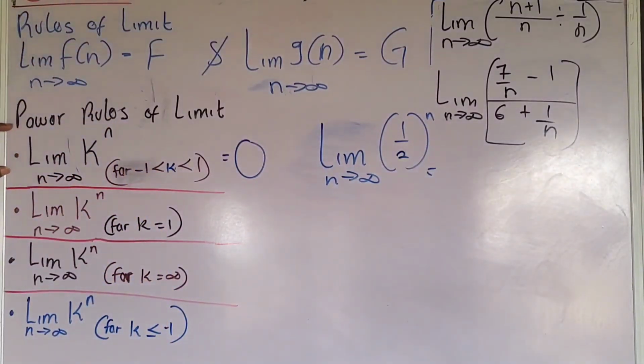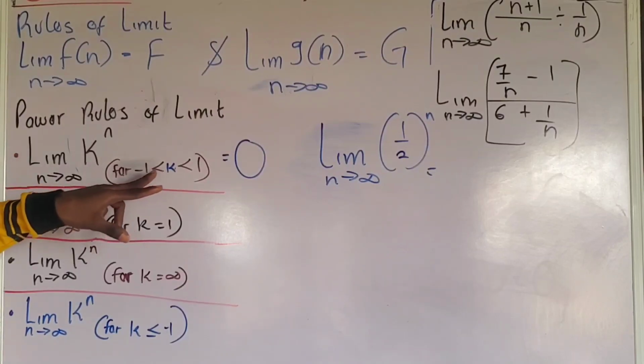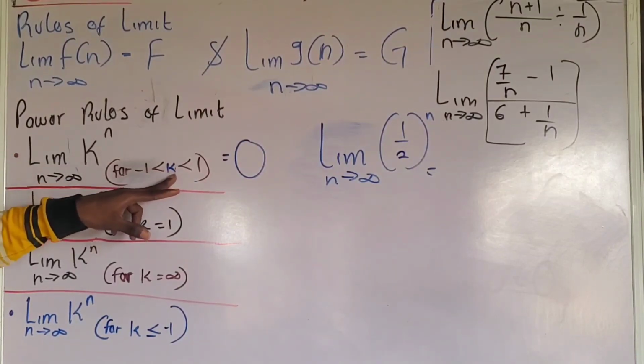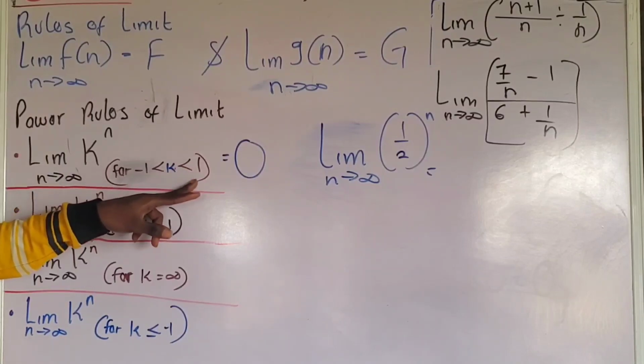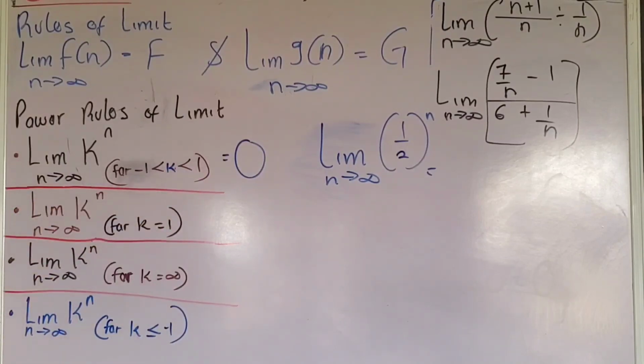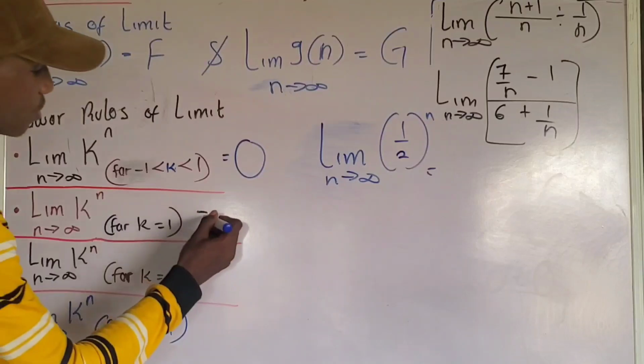So any function that looks like this, when n tends to infinity, for the value of k where negative 1 is less than k, don't forget that k is a constant, and k is less than 1, the limit is equal to 0. Now, for the second condition, where k is equivalent to 1 and the value of n tends to infinity, this kind of function will always give us 1. You understand? The limit of this kind of function will always give us 1.